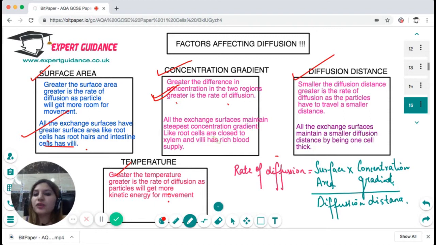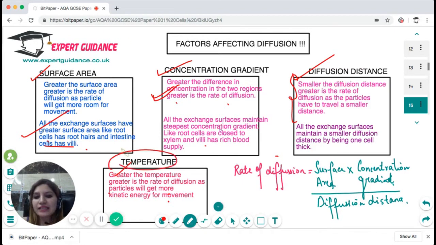How? The root cells are close to the xylem, and villi have a rich blood supply that maintains the concentration gradient. Now, diffusion distance has to be smaller for diffusion to take place, because if the particles travel a lesser distance, they will diffuse quickly. So all the exchange surfaces maintain a smaller diffusion distance by being one cell thick. If you see any exchange surface, it will be one cell thick.